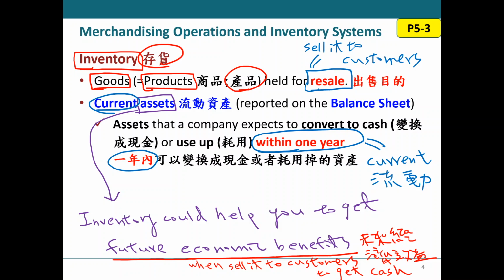Like a 7-Eleven, how long do they take to sell the cookies, drinks every day, right? So how long does 7-Eleven take to get the money back every day? How fast can you get the future economic benefit, within 1 year? That's why inventory is usually a current asset, because we expect to get the cash back within 1 year. Okay, so inventory is our current asset.